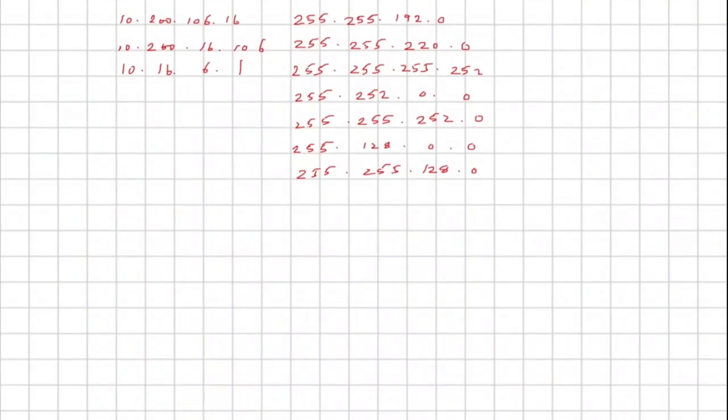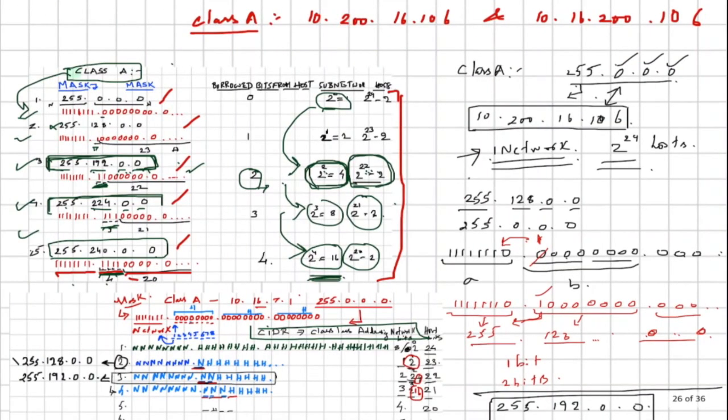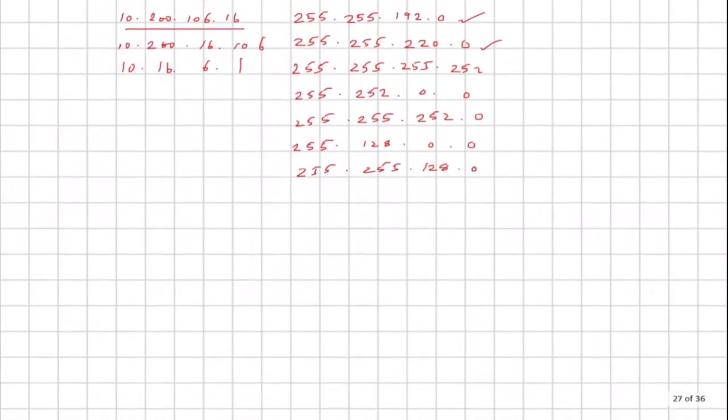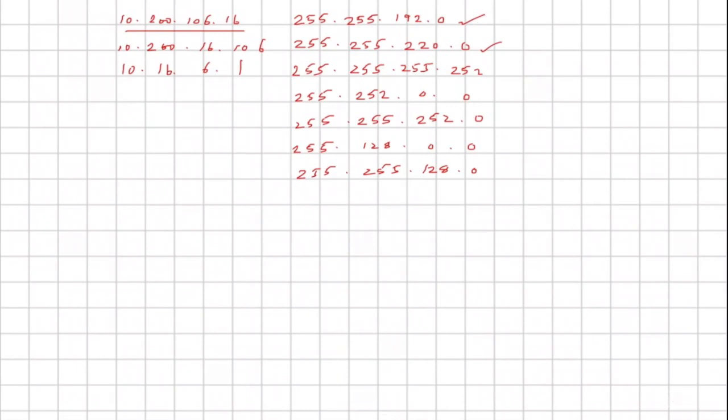Let us take some other examples. The same IP address but different masks here. Previously we used the 255.192.0.0 mask. Now we are using other masks, like 255.252.0.0. This is one mask. So let us try also with these masks.